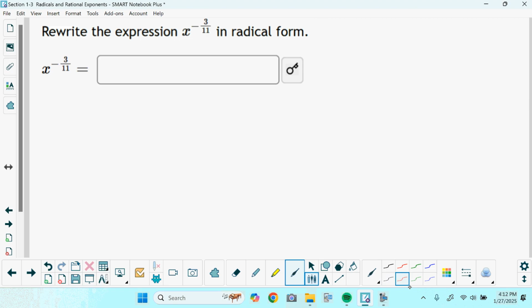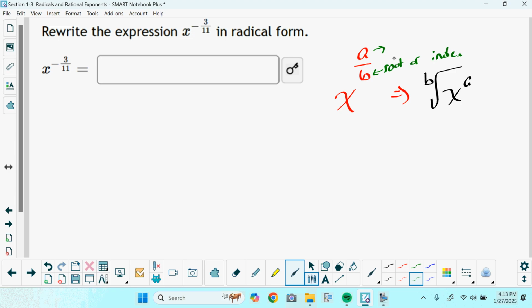So the first thing we've got to understand is if we have a variable raised to a power, and its power is a fraction, then it corresponds to a radical. The denominator of that power is the root or index, and then you have x to the a. So this is going to be the root or index, and that's going to be the power of the variable. All right. So that's how this is written.